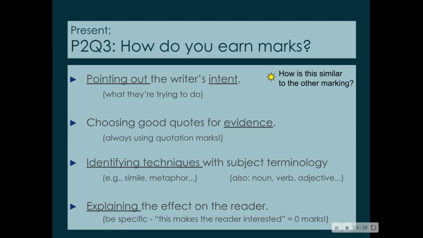On Paper 2, Question 3, you earn marks by doing the same thing that you do on Paper 1, Question 2, and on many other questions for that matter. You get marks for pointing out the writer's intent, what they're trying to do, by choosing good quotes as evidence, always using quotation marks, by identifying techniques using the correct subject terminology, and by explaining the effect on the reader. Of course, being specific matters; saying this makes the reader interested is too vague to earn any marks.